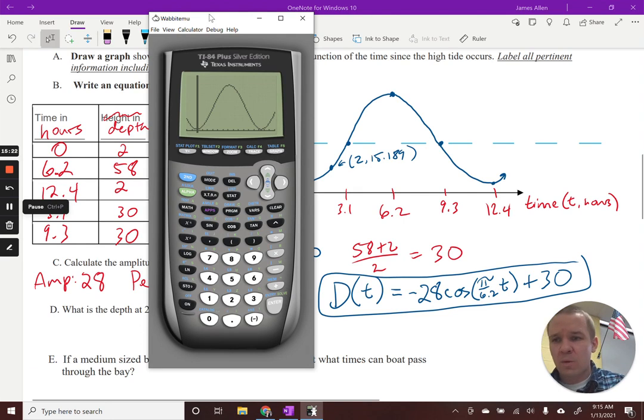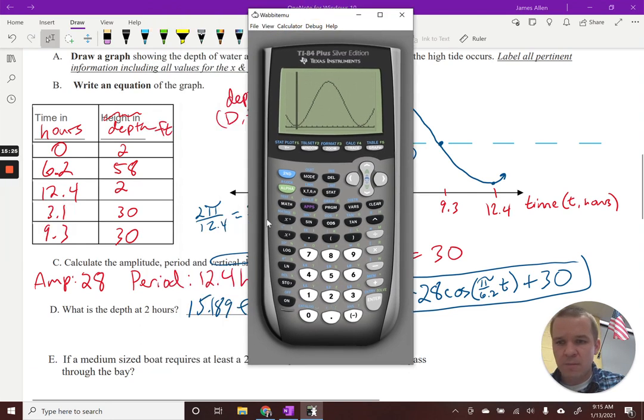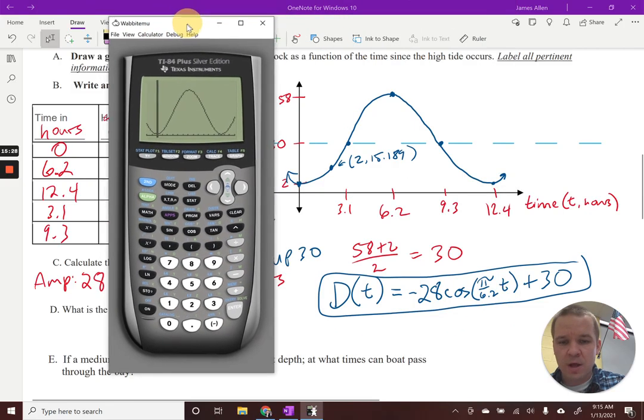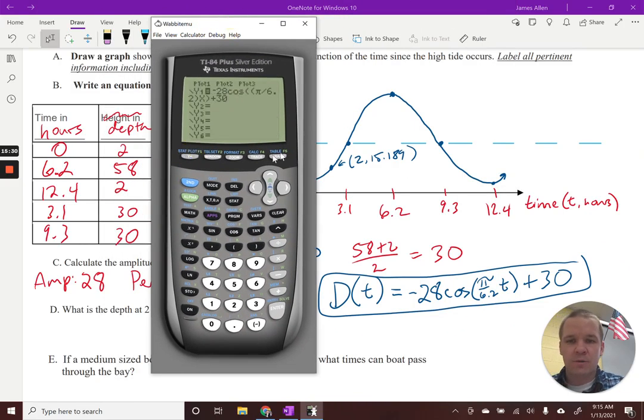So we said, when will a medium-sized boat have 20 foot depth? How about we go back to our Y equals, and we've done this before with various functions, and we'll throw in a horizontal line of 20. Let's graph that. We want to know when the depth is greater than that, so that boat can pass. So let's find some intersections. Second calc, and then we're going to go to intersect, which is 5. When it says first curve, I'm just selecting the lines, and if I select both of them, I go over closer to the one that I want first.